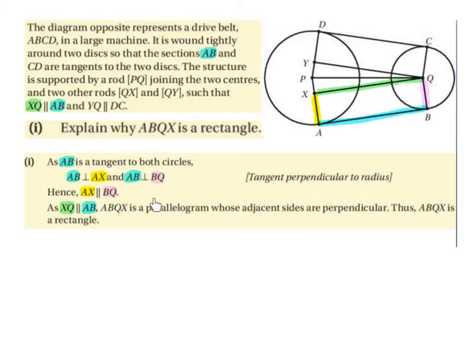ABQX is a parallelogram whose adjacent sides are perpendicular. So XQ is parallel to AB, given in the question, and XA is parallel to QB, which we worked out because of the tangents. So since all sides are parallel to the opposite sides, and also the angles here and here are 90 degrees, then obviously the other angles must also be 90 degrees. Thus, ABQX is a rectangle.